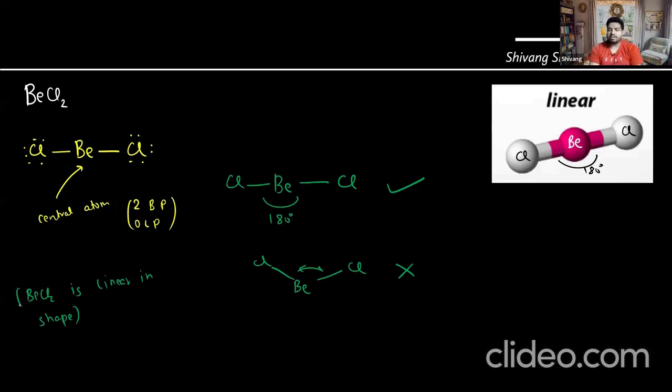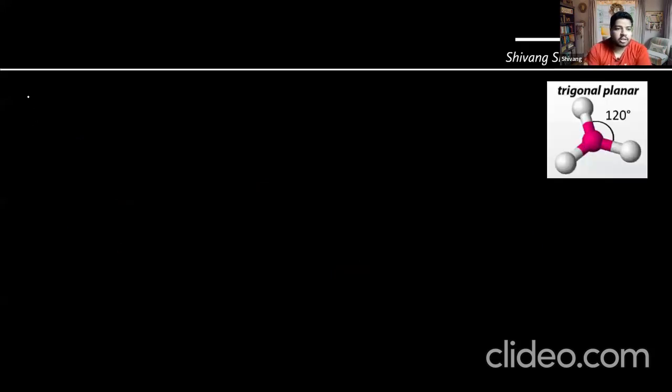PeCl2 is linear in shape, and that is how we are going to decide. The idea is going to be how can we maximize the separation between these electron pairs? Okay, let's talk about the next one, which is BF3.